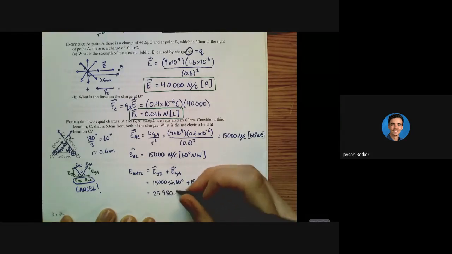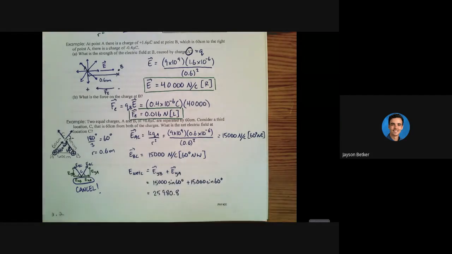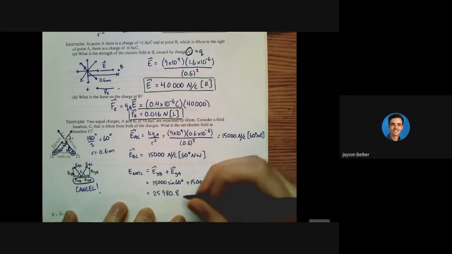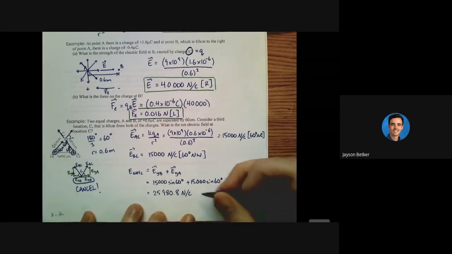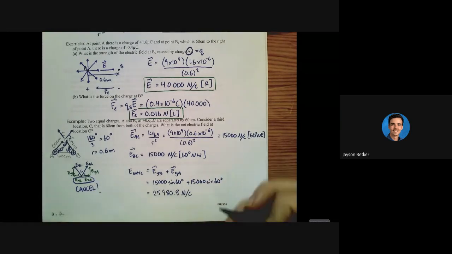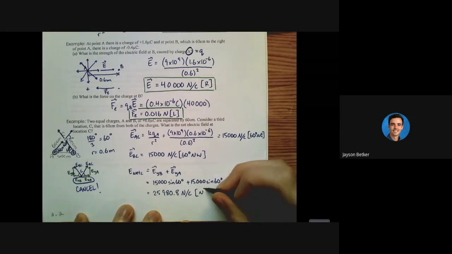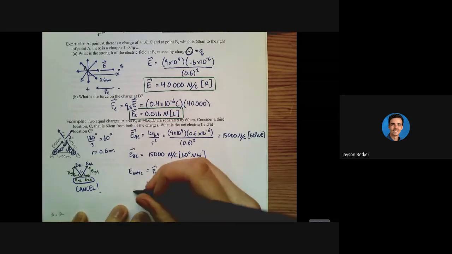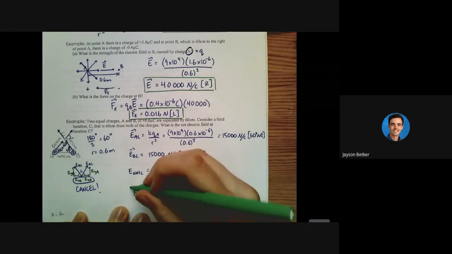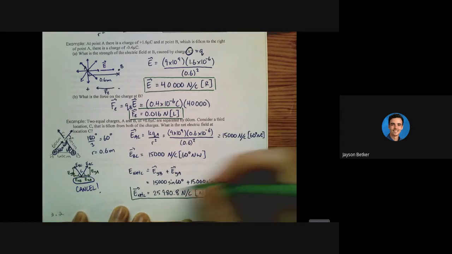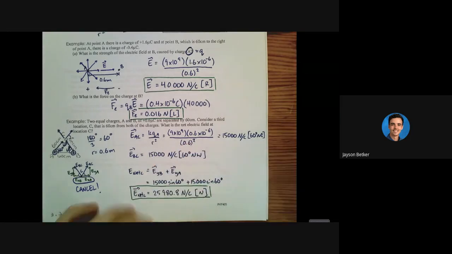25,980.8. Really, just don't worry about sig figs for this one because it's going to be way off. So just leave it like this. You can put it in brackets, however many sig figs you should have. Newtons per coulomb, and because our x direction's canceled, our final direction is just north. So E net at C is equal to 25,981, or 25,980.8, newtons per coulomb north.